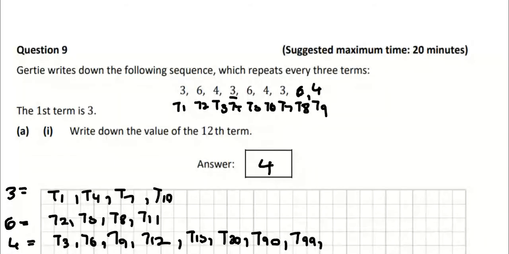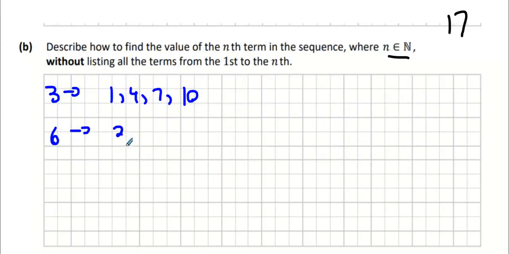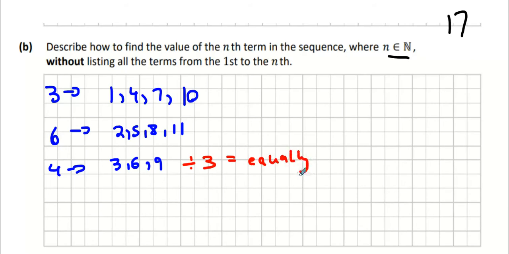And then 6. Sorry, what's 6? 6 is 2, 5, 8, 11. And then 4 is 3, 6, 9. Okay. The nth term in a sequence without doing this. Okay, give me a second. Okay, well, something interesting to look at here is that when it's a 4, if you divide all these terms by 3, they go in equally.